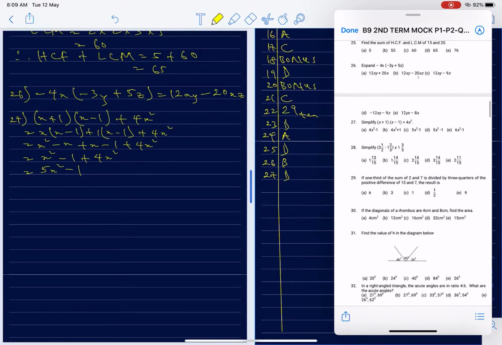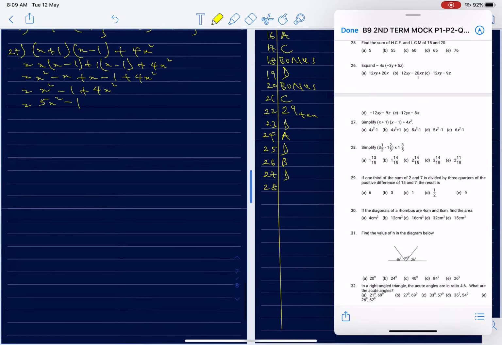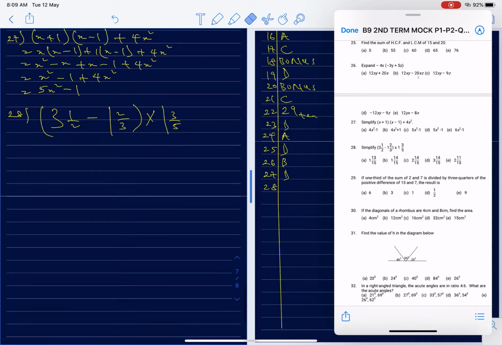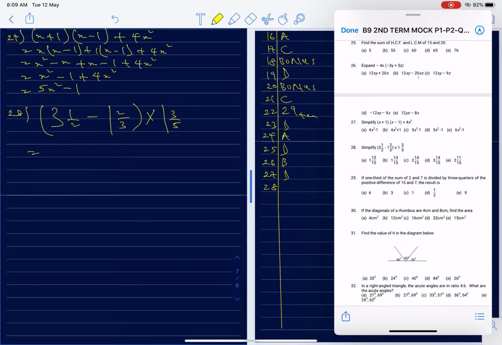28, simplify. Of course, this is another piece of cake. Simplify 3 and 1/2 minus 1 and 2/3, times 1 and 3/5. Okay, that's the same as we're using BODMAS, so we simplify what's within the brackets first.